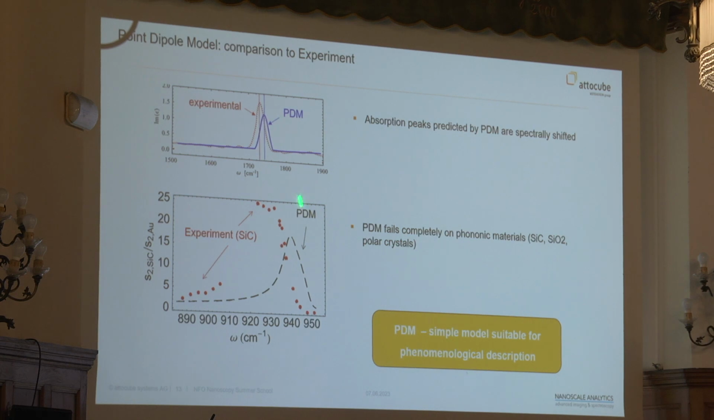Even worse, this is the example for a polymer, but this is an example for so-called phononic materials, like silicon carbide, silicon dioxide, and so on, polar crystals. And it completely misses in terms of the magnitude of the response and also in terms of the peak position, and even the line shape. I mean, it's not even comparable, right? So this is experiment, this is PDM. But qualitatively, it could still provide a certain phenomenological description. But we want to do better than that.